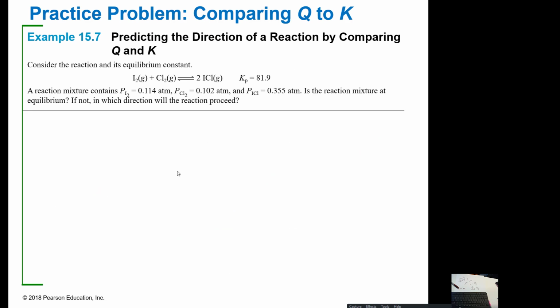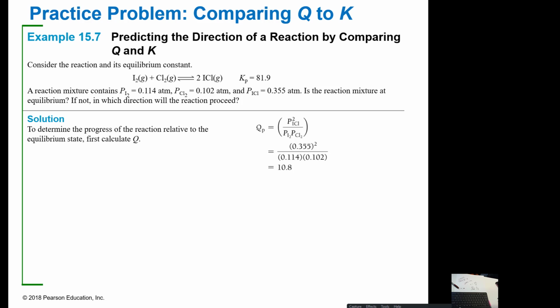So consider the reaction and its equilibrium constant. Here you find the reaction quotient, and then we know Kp is 81.9, Q is 10. That means Q is smaller than K. Q smaller than K means the reaction will proceed to the right. More products will form.